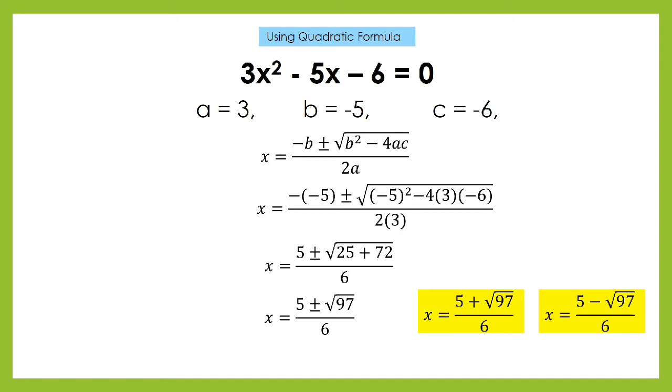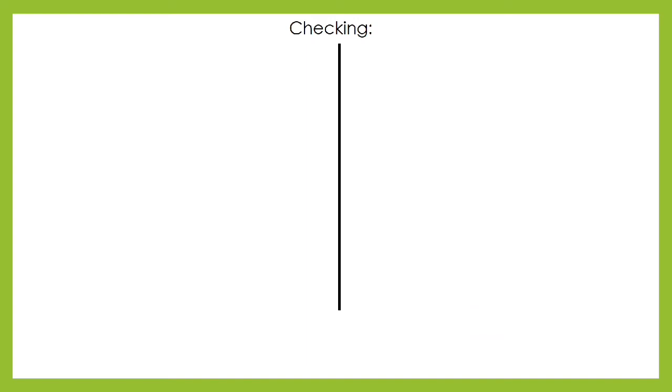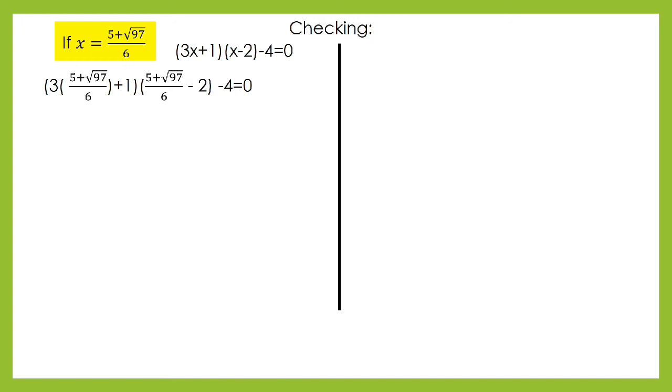So, let's check if our solutions or roots are correct. Let's do the checking. The first root is 5 plus square root of 97 all over 6. Substitute to the original equation. That is the original equation. And then, we now have 3 times our x is this. And then, plus 1. Times x again. So, this is our x. Minus 2 minus 4 equals 0.